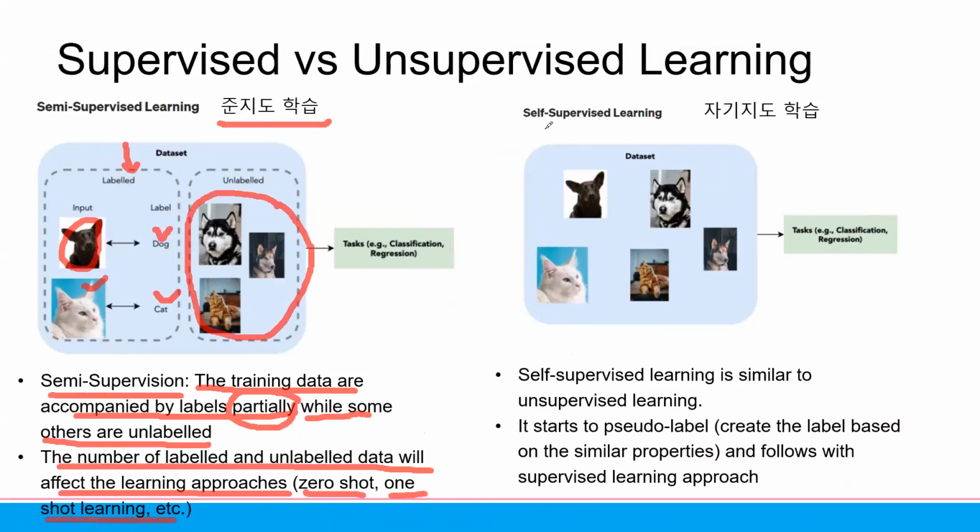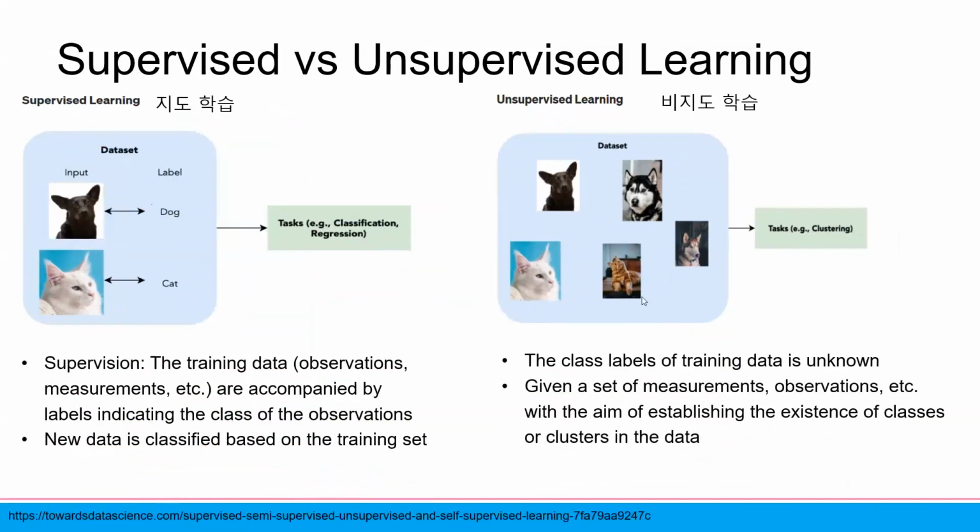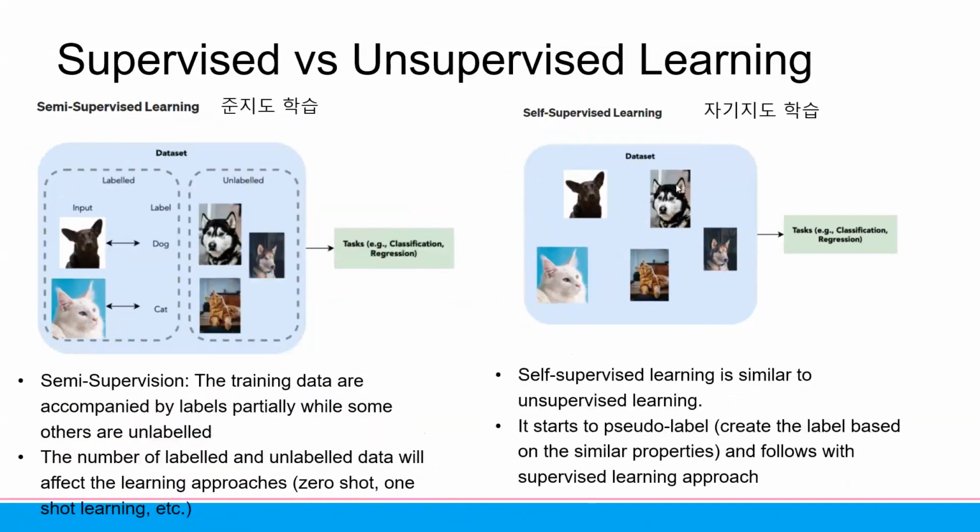We can have another kind of learning approach. We call this self-supervised learning, or 자기 지도 학습. This self-supervised learning is similar to unsupervised learning. So if you still remember the unsupervised learning, it is similar to this self-supervised learning. The similarity is, first we need to start with what we call the pseudo label. Pseudo label means you will create the label based on similar properties.